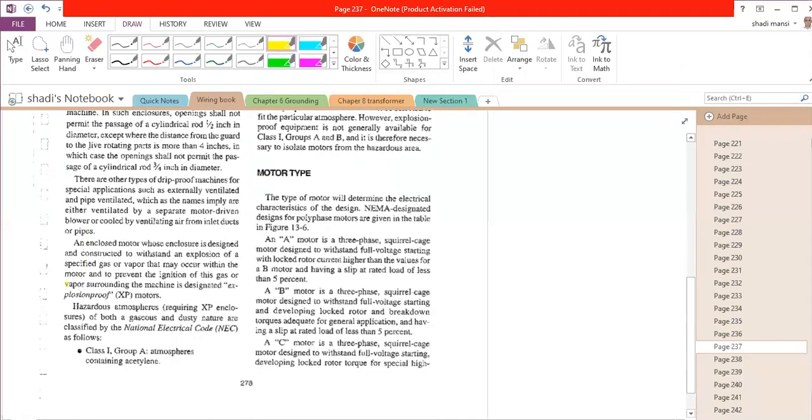وهكذا هسه اللي بيهمني خلينا نروح على الكلاسز تبعت هاي الموتور بالنسبه ل اللي هو هل هو explosion proof او لا. An enclosed motor whose enclosure is designed and constructed to withstand an explosion of specified gases or vapor that may occur within the motor and to prevent the ignition of this gas or vapor surrounding the machine is designed. EX بنسميها explosion proof XP XP هي اختصار انه هل هذا المحرك explosion proof ولا لا.